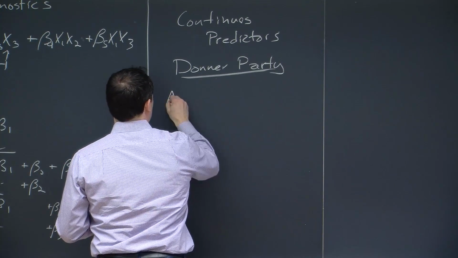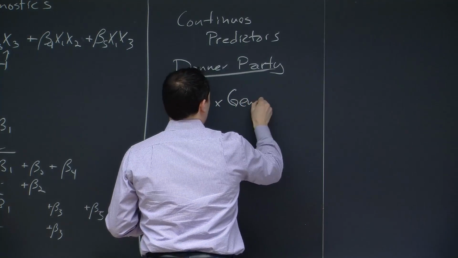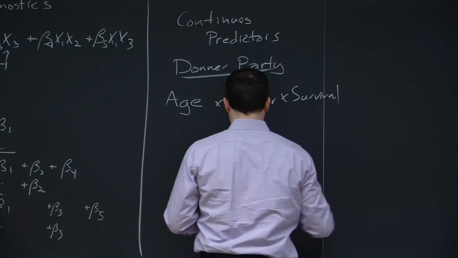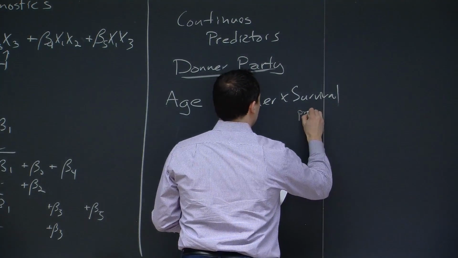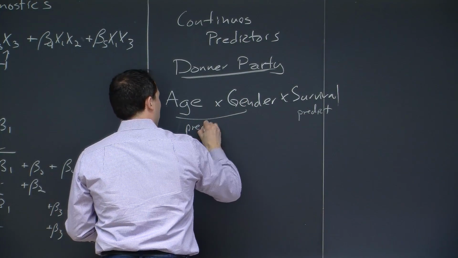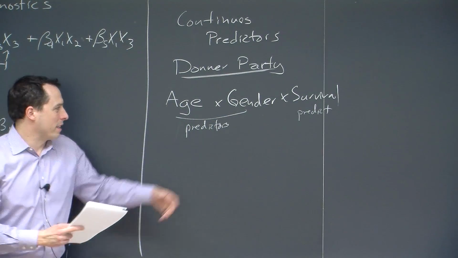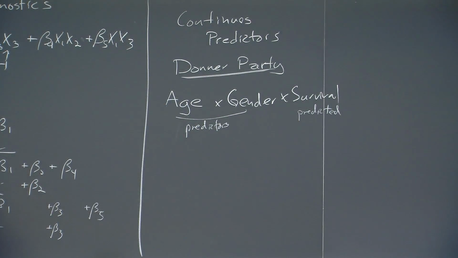But in this example, we have 3 factors: age, gender, or sex, and survival. Survival is the thing we're trying to predict. And age and gender are predictors, or independent variables. So in this class, I've been trying to say predicted and predictor instead of dependent and independent, because that has another meaning in terms of independence and conditional independence, and I don't want to confuse those.